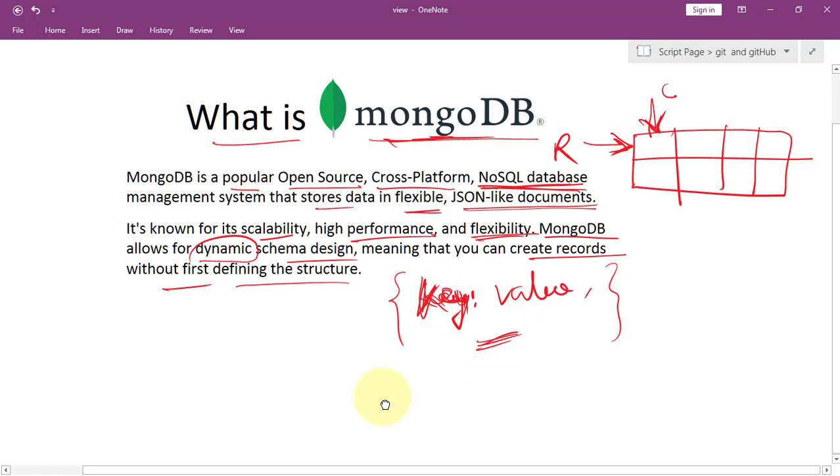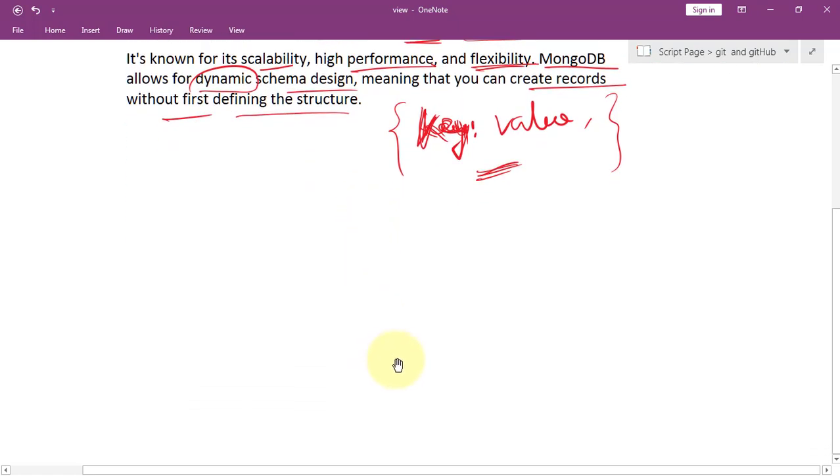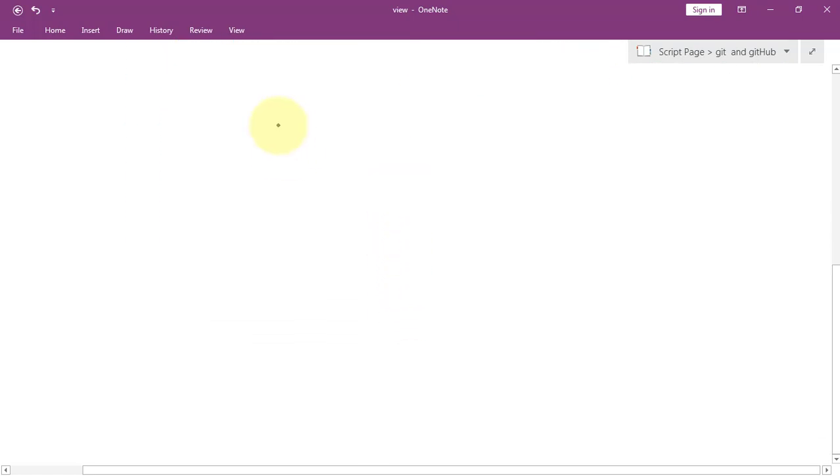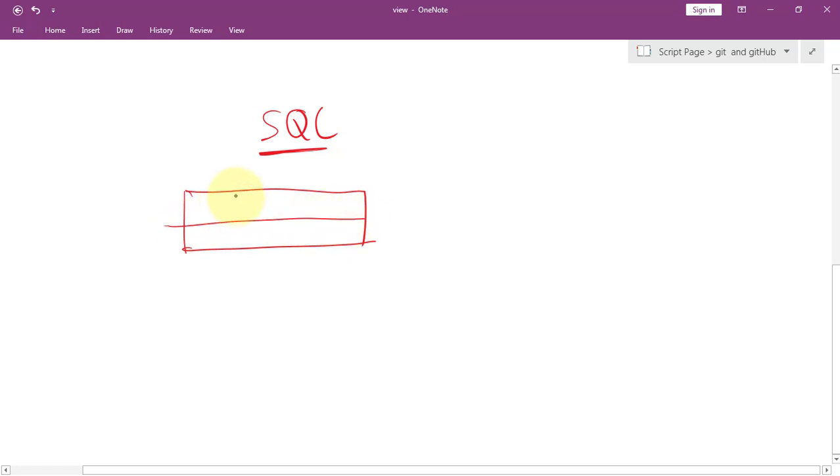So let's now talk about a few of the important differences between SQL and NoSQL. First of all, let's talk about SQL. SQL stands for Structured Query Language. Here it uses relational tables. That means tables that contain rows and columns to store data. Here each row is a record and each column is the property of that record.